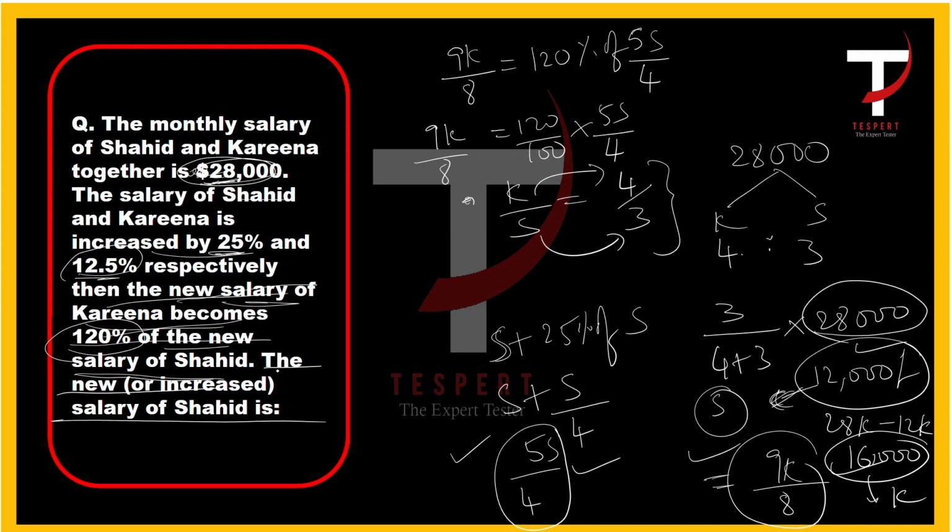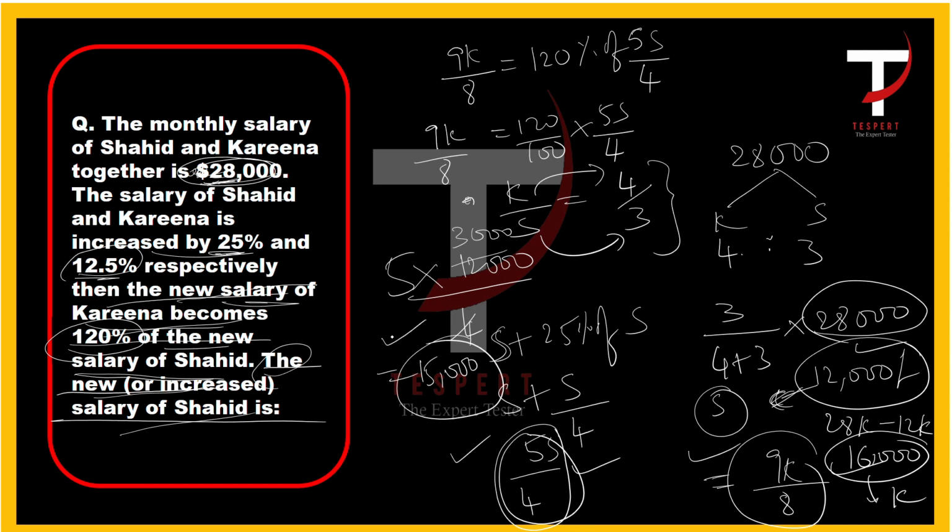But here we are asked to find out the new salary of Shahid, right? So what is the new salary of Shahid? 5S by 4. So just substitute, what is S here? 5 into 12,000 by 4. 4 ones are 4, 4 threes are 12, and 5 into 3, which is 15,000. So this is the new salary of Shahid.